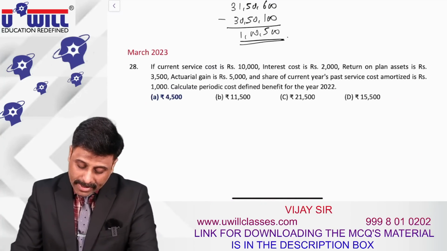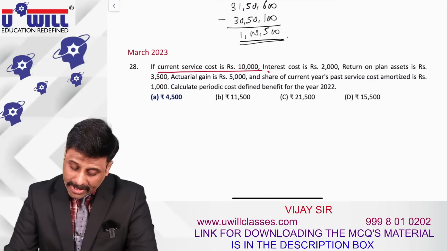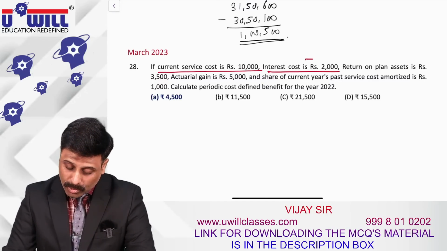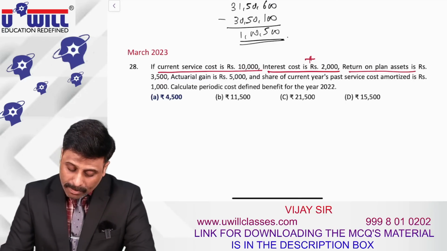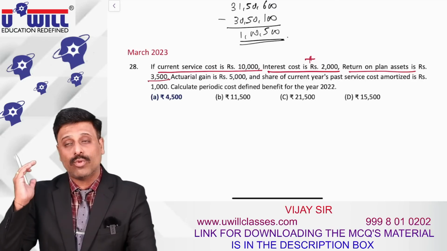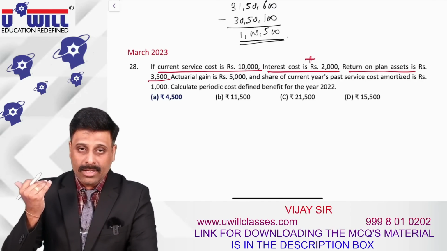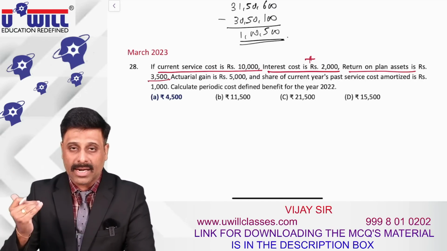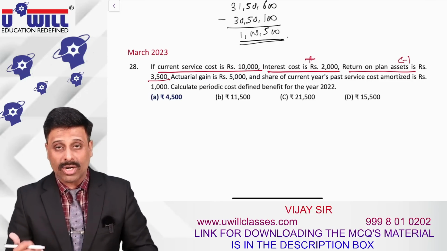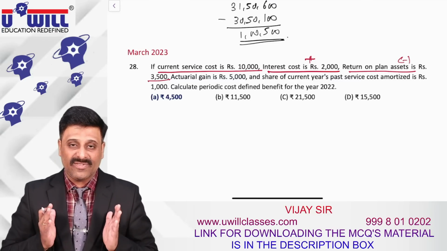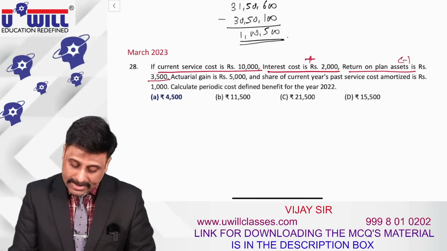of March 23. If current service cost is rupees 10,000, that we will have to add. Interest cost 2,000 also we will have to add in finding periodic cost of defined benefit plan. Return on plan assets is 3,500, means whatever investments we had done, there we get a return of 3,500. तो उतना हमें contribution कम करना पड़ेगा, so that we will subtract. Okay, whatever return we have earned on our investments, that much less we will have to contribute. So for the company, that much cost will decrease.